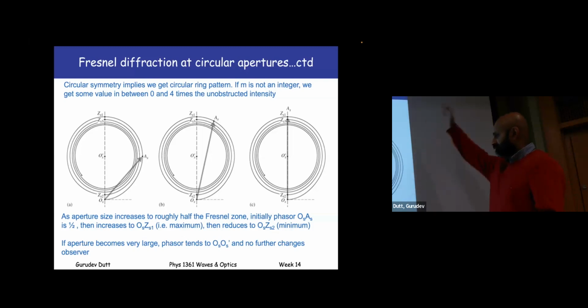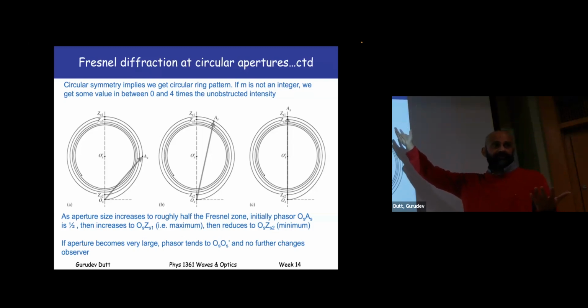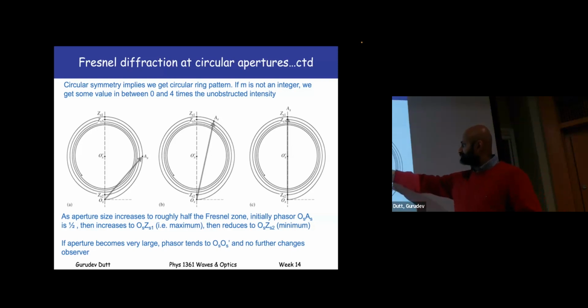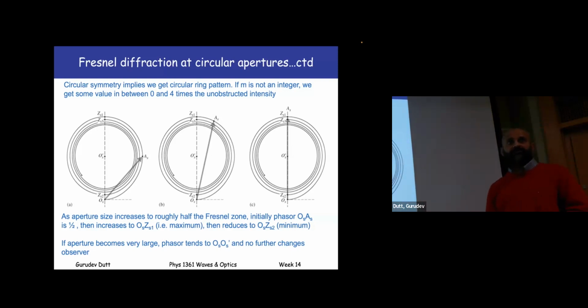And finally, when the aperture is very, very large, it's almost like the unobstructed wavefront is coming through. That will just be OS to OS prime, which, as you can see, is half of the distance from OS to ZS1. And again, which is what I was explaining, you can get 4 times the intensity from the unobstructed wavefront when you have an aperture.